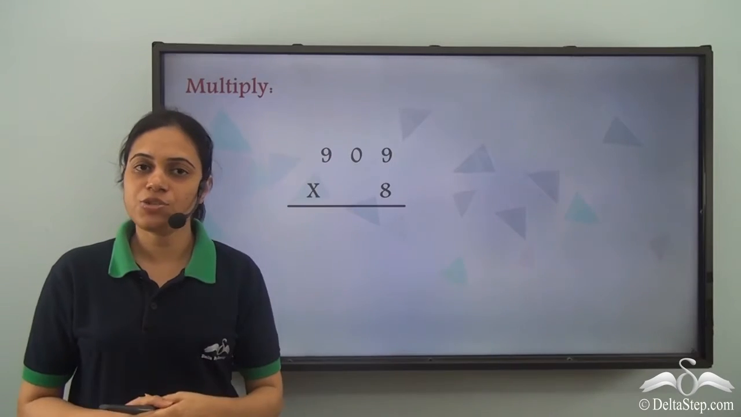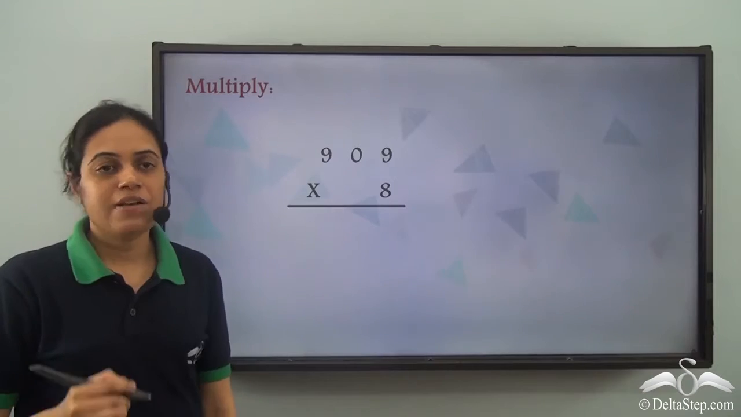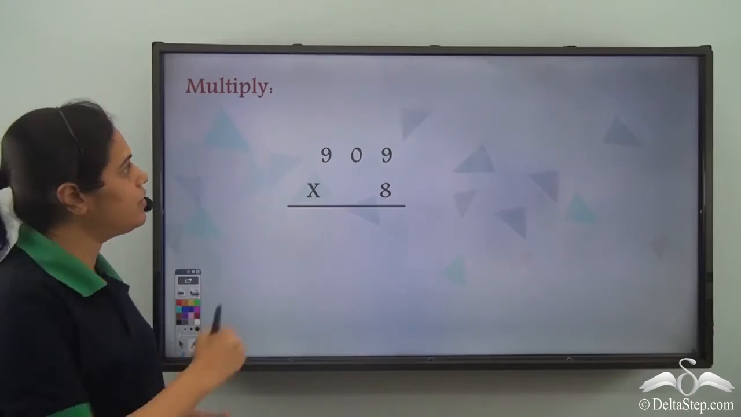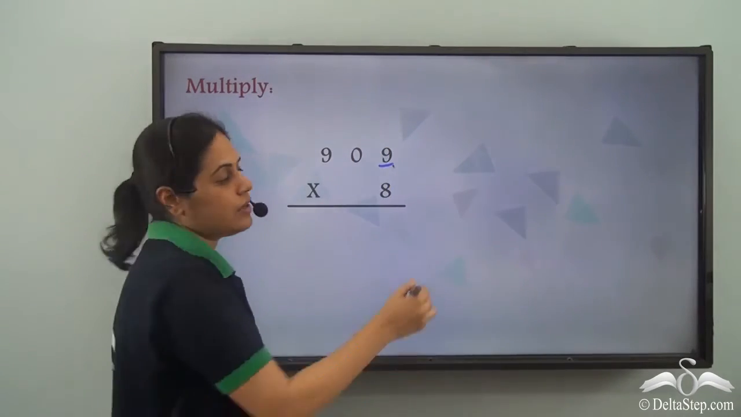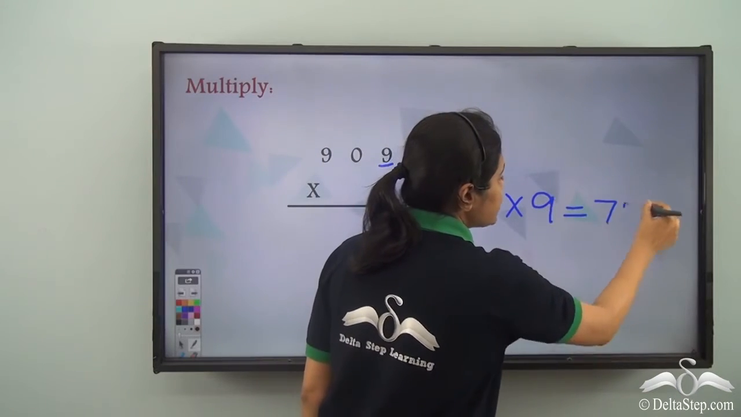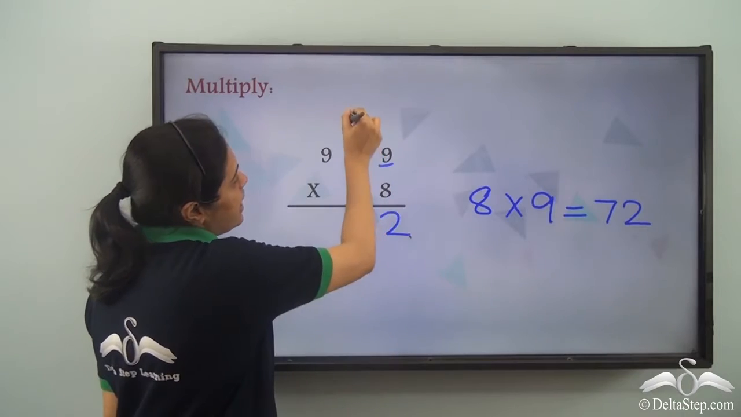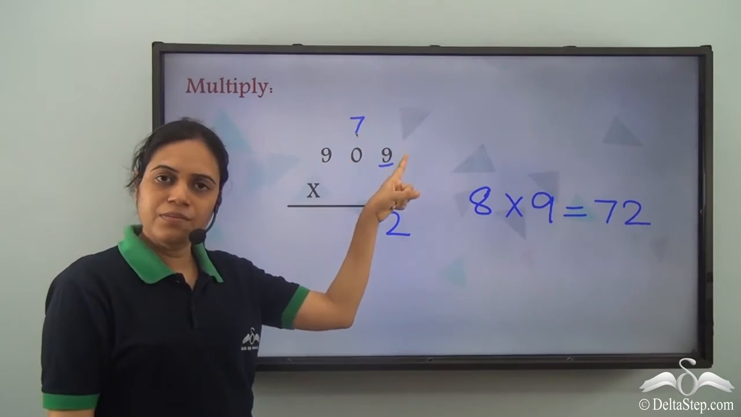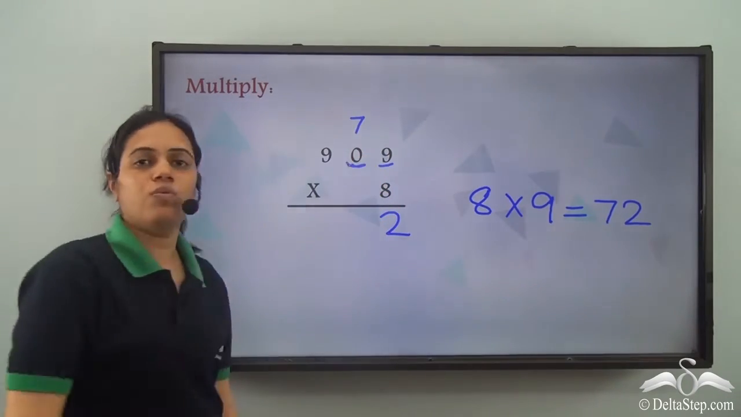Now can you multiply these two? So I have 909 into 8. Once again, I need to multiply a 3-digit number by a 1-digit number. So I start with the ones place. 8 into 9 is 72. So I write 2 in the ones place and 7 is carried. So now do I do 8 into 7? No, I need to multiply 8 by 0.